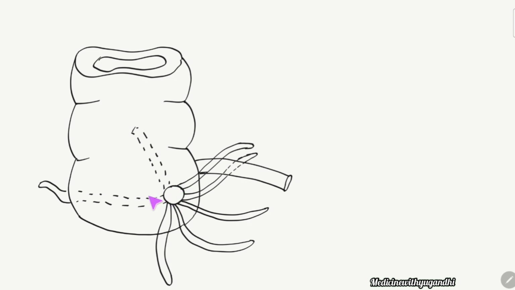The first one is the paracolic position. Arising from the cecum, the appendix may pass behind the cecum and to the right, and it is called the paracolic or 11 o'clock position.